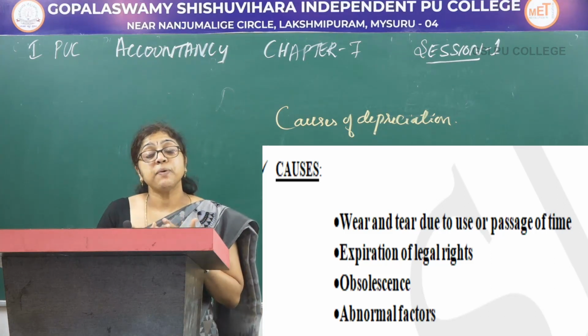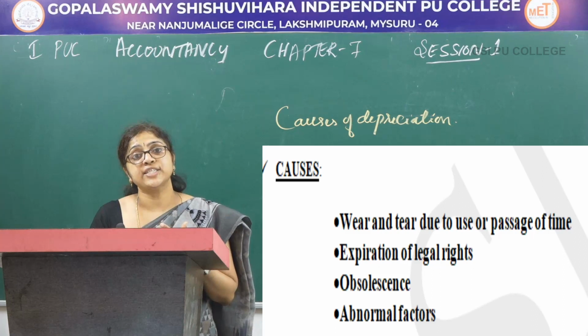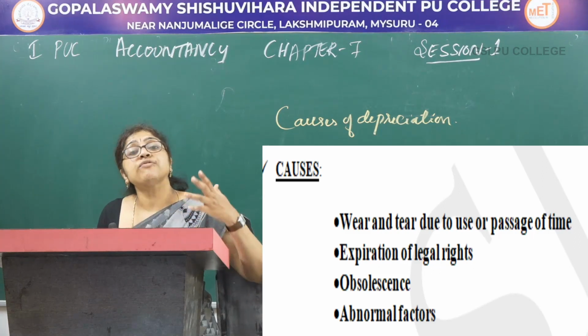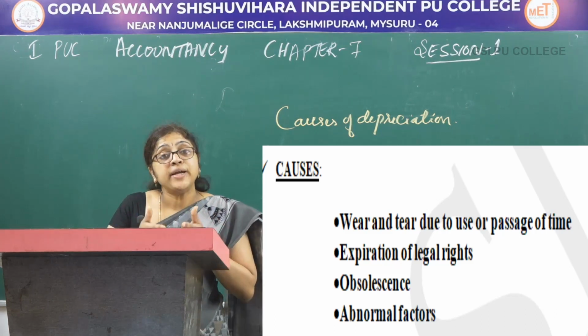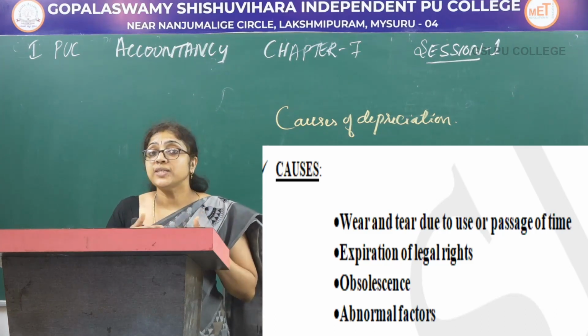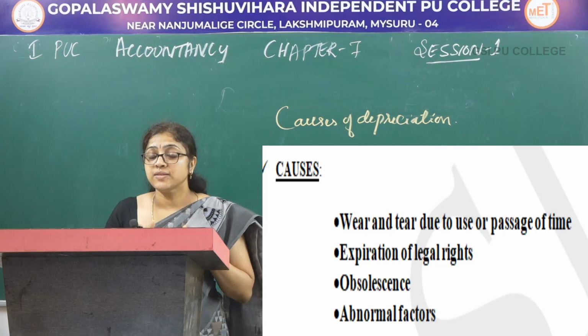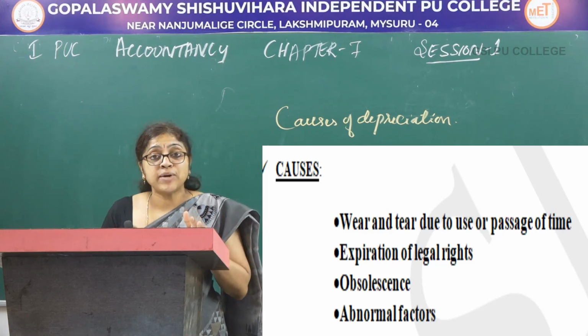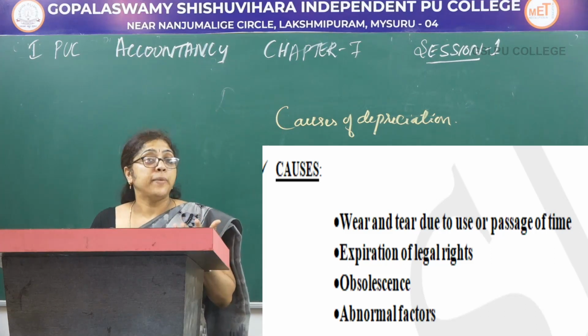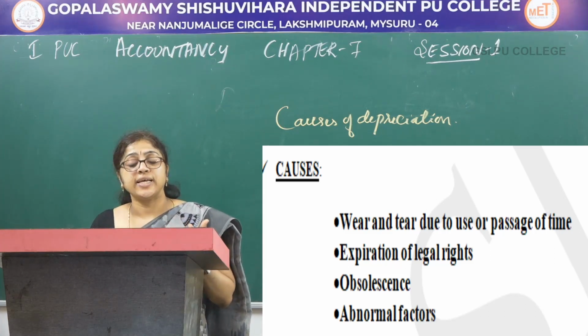Next one, expiration of legal rights. Certain categories of assets lose their value after the agreement governing their use in the business comes to an end after the expiry of a predetermined period. For example, patents, copyrights, etc.